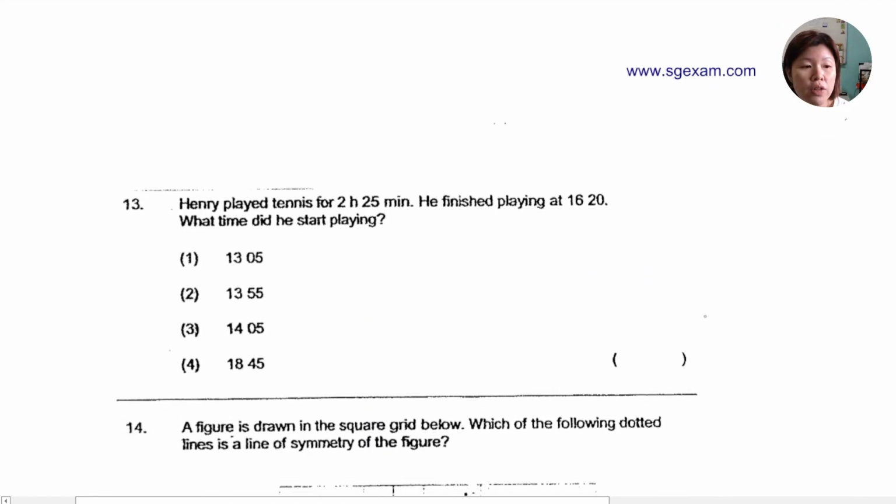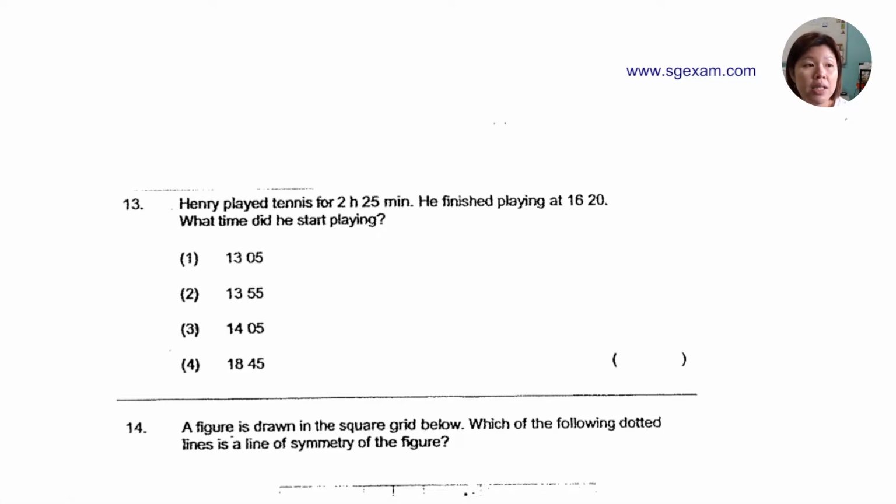Okay, let's move on. Next question, time as well. Henry played tennis for 2 hours 25 minutes. He finished playing at 16:20 in 24-hour clock. So what time did he start playing?